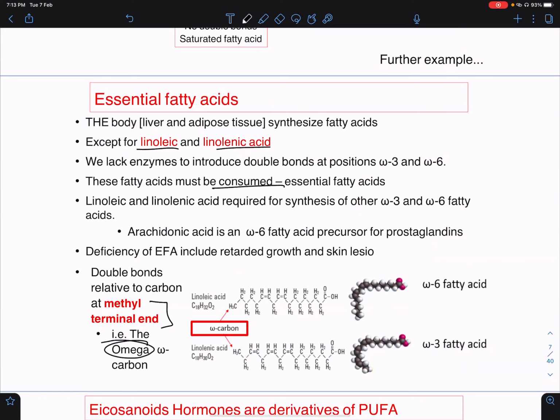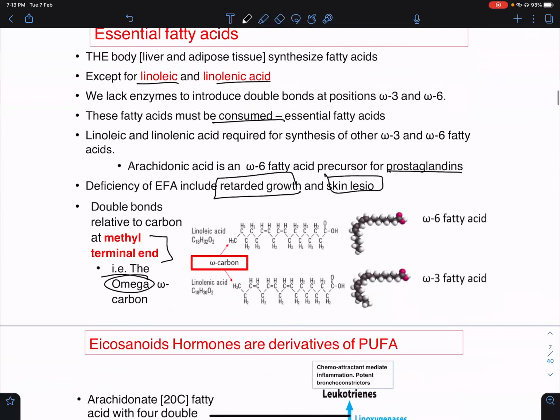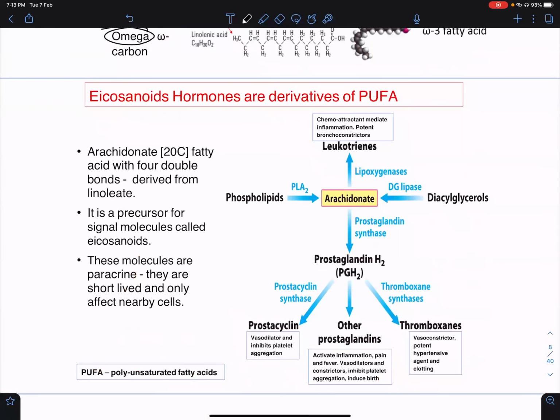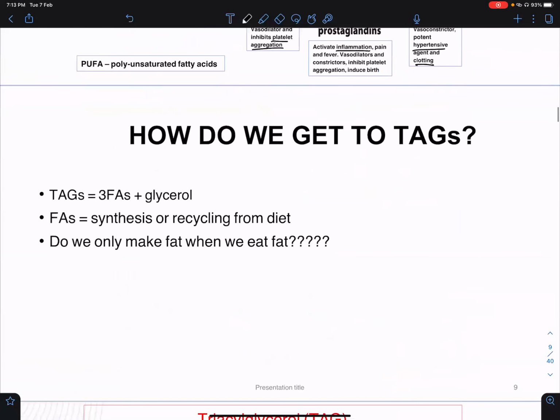They must be consumed from the diet, and they're important precursors for prostaglandins, and deficiency causes retarded growth and skin lesions. Okay, so again, same thing over here. We have platelet aggregation, inflammation, skin lesions, hypertension, clotting. All of these are functions of these hormones. What's needed for these hormones? The essential fatty acids.